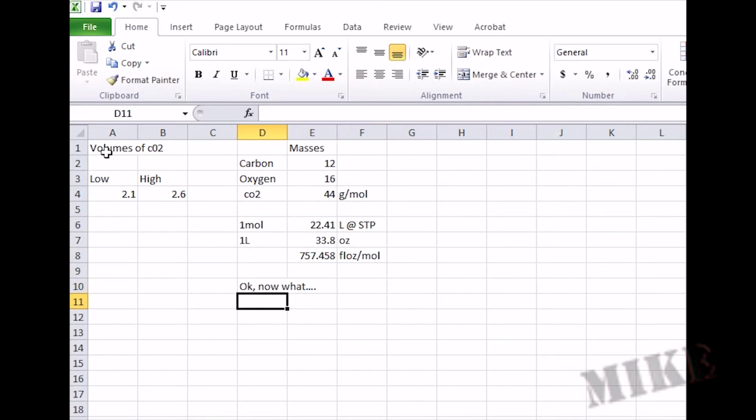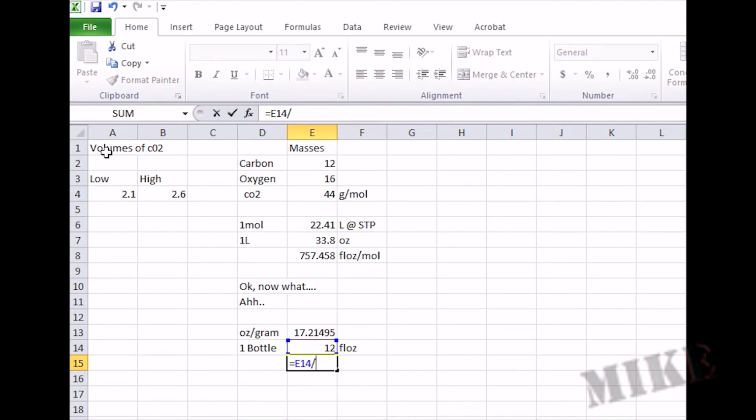Now what? So now I need to figure out how much that equates to a bottle of beer, which is 12 ounces. So we got that there, and divided by that. So 17 ounces of liquid for a gram of stuff. A bottle is only 12 ounces, though, so it's going to be less than a gram. So we're going to take the 12, divide that by 17, and there's for 1, now that's 1 volume worth in a bottle of beer.